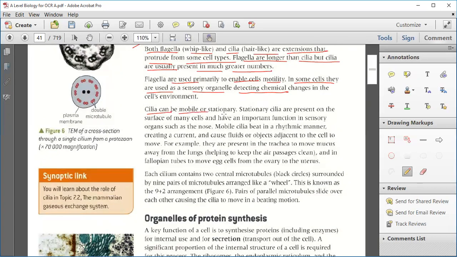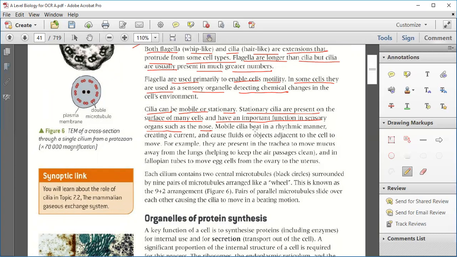Cilia can be mobile or stationary. Maybe they are moving, maybe they are stationary. Stationary cilia are present on the surface of many cells and have an important function in sensory organs such as the nose. Now, what important function are they doing? They will not allow any unwanted substance to pass into it. So that's why they are helping us.